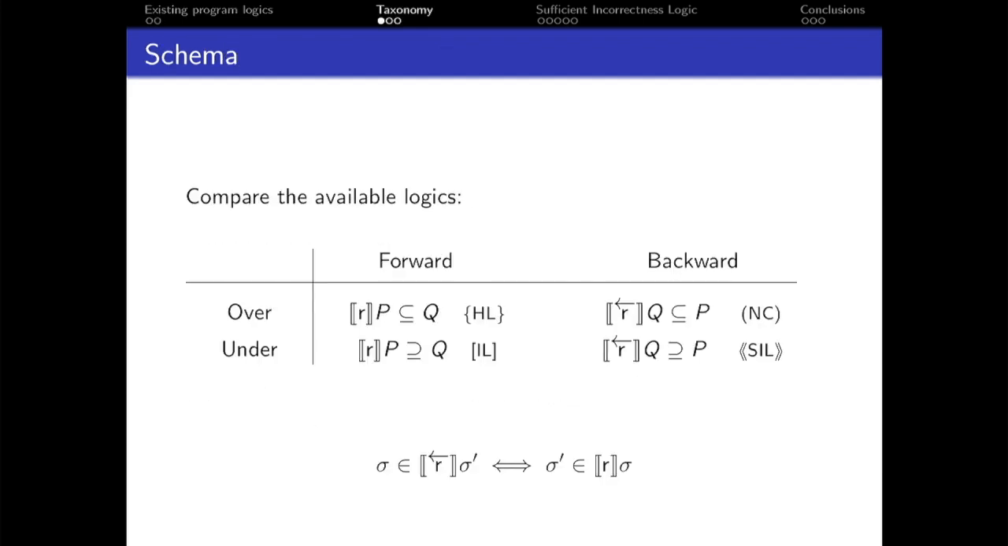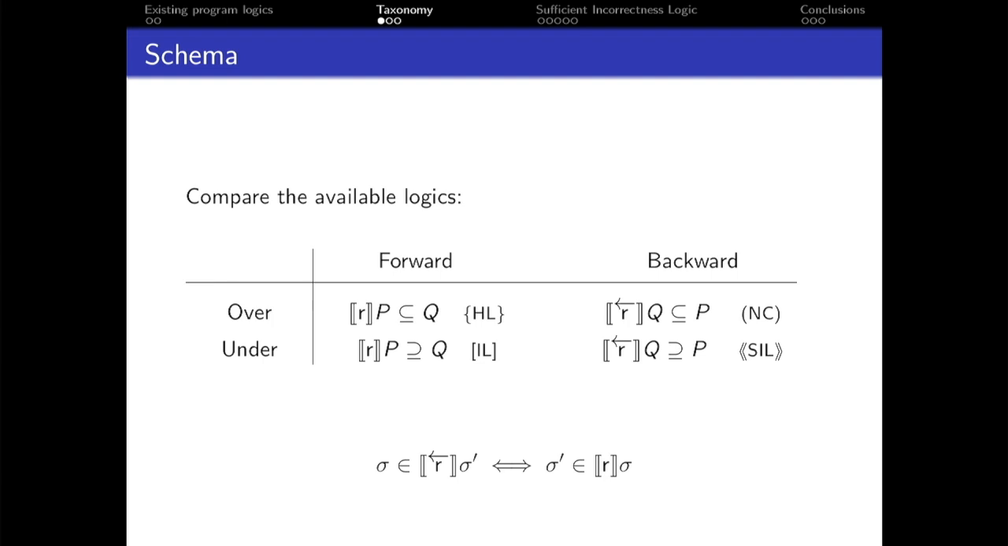So the first part was basically the definition of the schema, and so we have Hoare logic and incorrectness logic that are well understood as over or under-approximation of the forward semantics of the program. But then we also consider what we call the backward semantics, that is the weakest possible precondition that Peter mentioned before. And so here, this is the backward under-approximation, or as we call it, sufficient incorrectness logic, because that's the name we gave to our proof system. And this is the backward under-approximation condition.